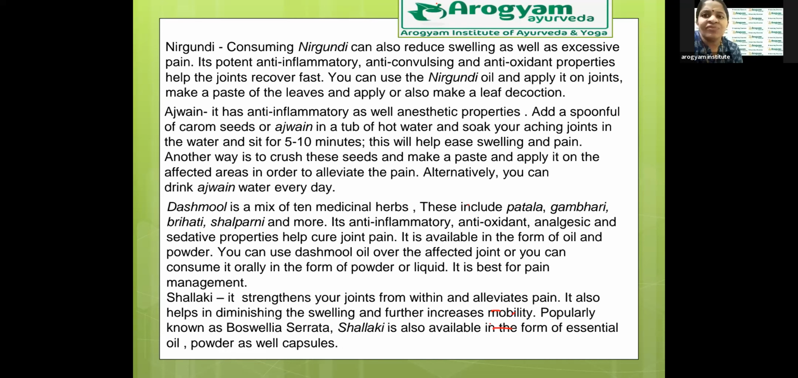Dashmul is a mix of 10 medicinal herbs. These include patala, gambhari, brihati, shaliparni, and more. So see, dashmul का मतलब है, as I told you, it is the root of 10 shrubs, 5 trees and 5 shrubs.